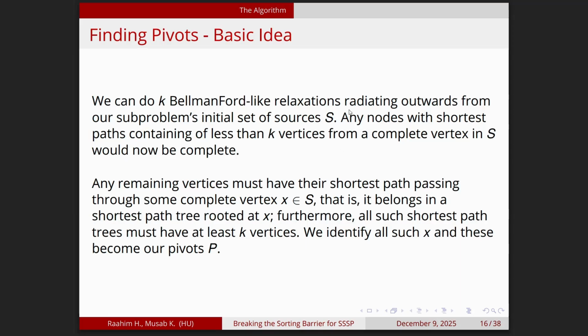We're going to do this Bellman-Ford from the set of sources. So any nodes that are within k edges from the set of sources will then be complete, and their shortest paths will be identified. Any vertices that are not completed will have a shortest path tree rooted at some source, and this shortest path tree will obviously have at least k vertices. Then we can identify all such sources that are the roots of shortest path trees with more than k nodes, and these can become our pivots.